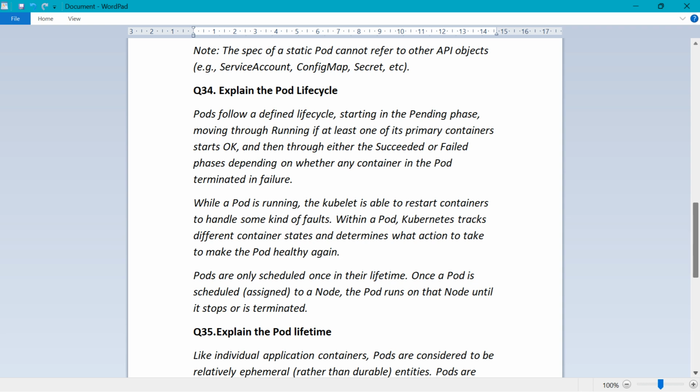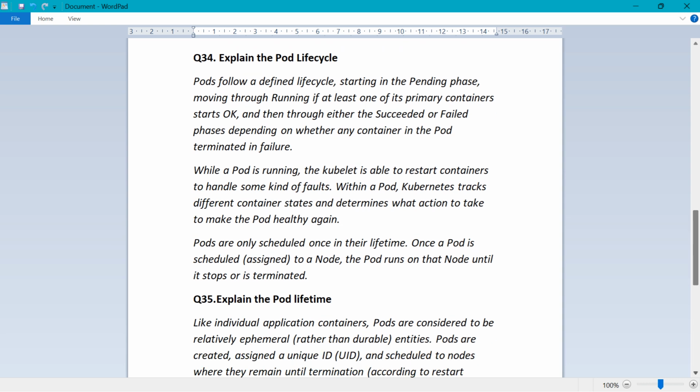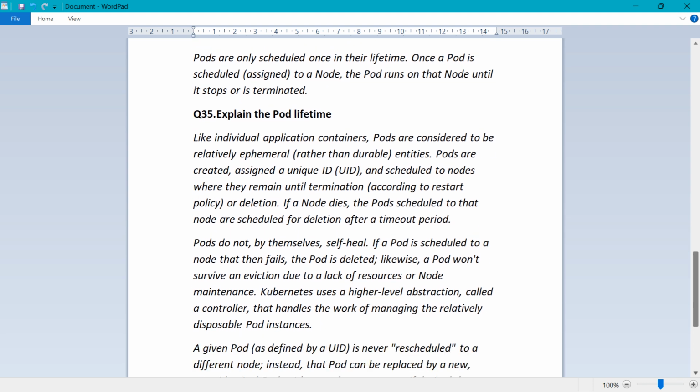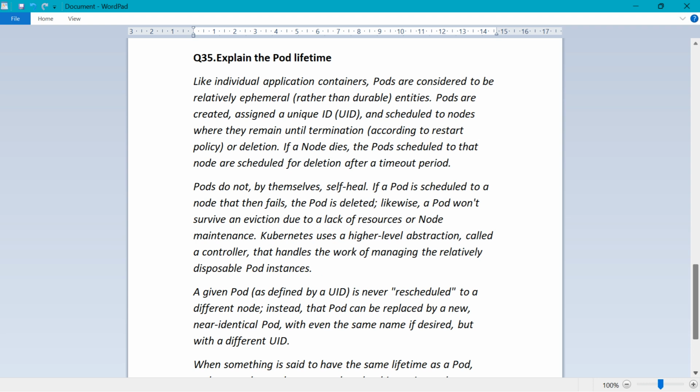Pod lifetime is also different. Like individual application containers, pods are considered to be relatively ephemeral rather than durable entities. Pods are created, assigned a unique ID, and scheduled to nodes where they remain until termination according to restart policy or deletion.